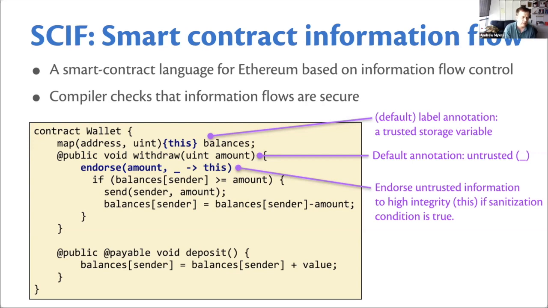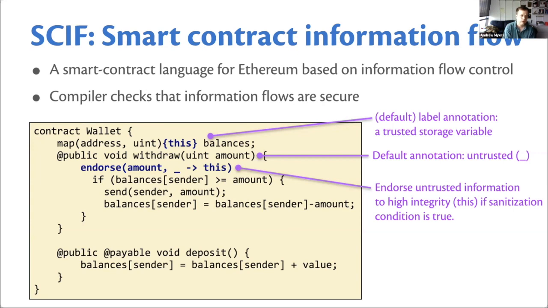So what you'll notice here is that there's some stuff highlighted in blue that you would not normally expect to see. In particular, the balances storage variable has this annotation in braces that says this. Now, in this case, the word this stands for this current contract. And so what this is saying is that the balances are as trusted as the contract itself. So this would actually be the default annotation. We don't actually have to write that annotation down.